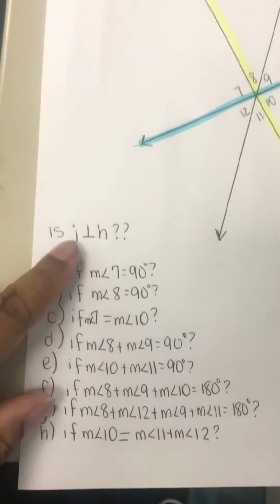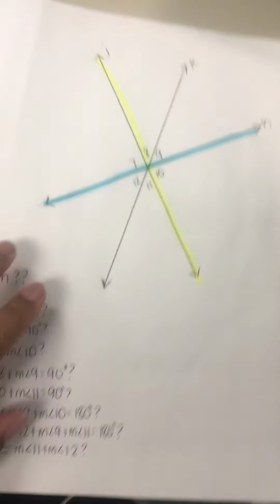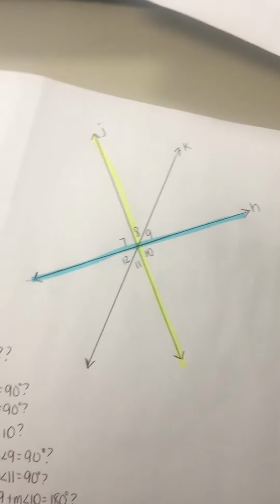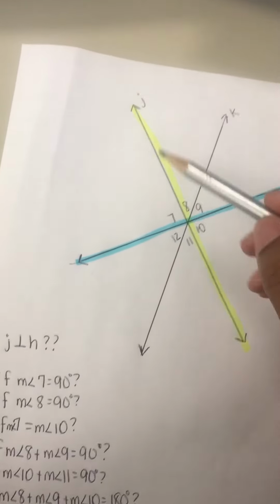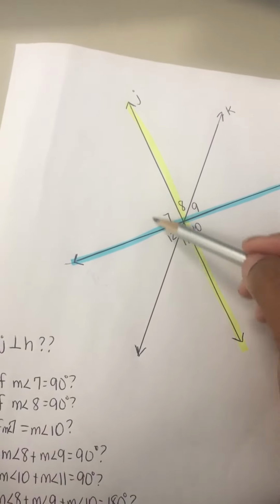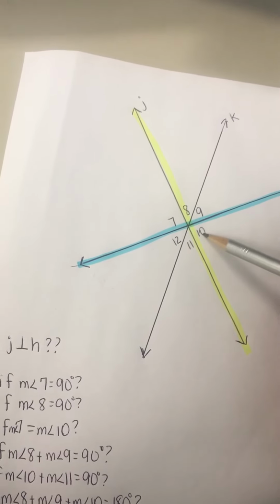All right, so the lines in question were J and H. So I highlighted on my example J and H. Okay, so what I'm looking for is angles that are by themselves. If they're by themselves and they're equal to 90, then we would say yes.